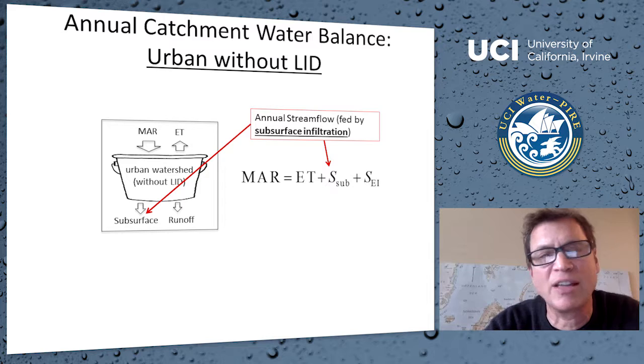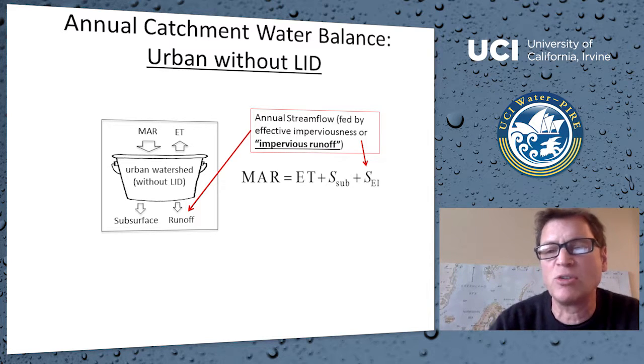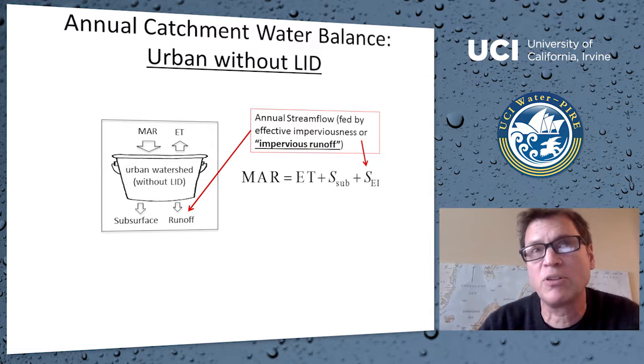And we're referring to that stream flow as S sub EI here. So basically what we've done is we've changed the balance of the mean annual rainfall between ET, stream flow from subsurface transport of water, and then we've added this new term, stream flow from effective imperviousness, or that connected imperviousness that we were talking about.